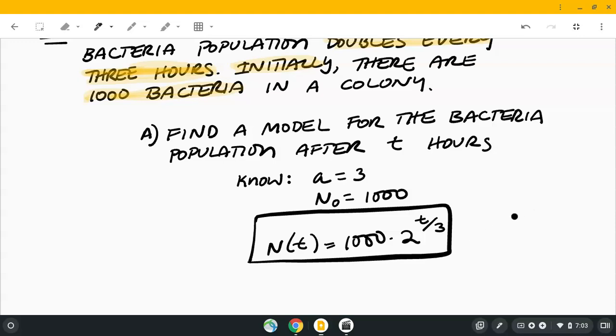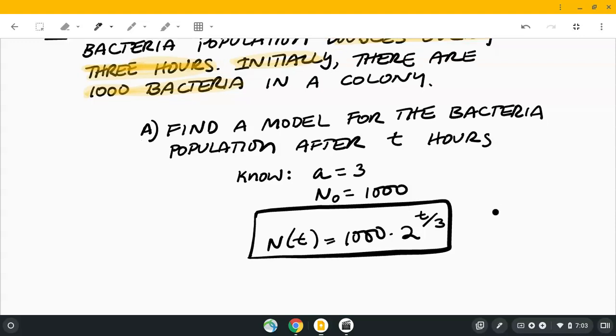Well, how long will it take? If we have 1,000, how long will it take to reach 10,000? How long will it take to reach 100,000? How long will it take to reach 1 million? Okay. All right.